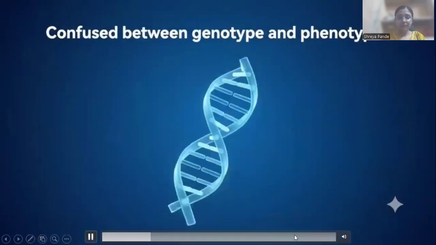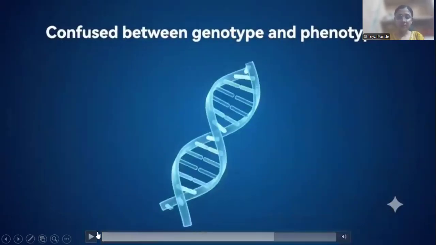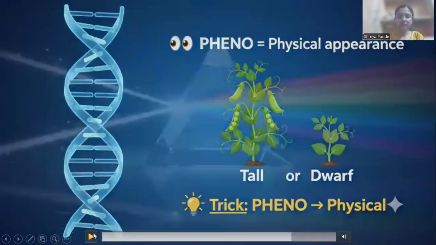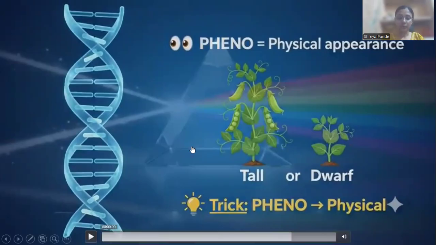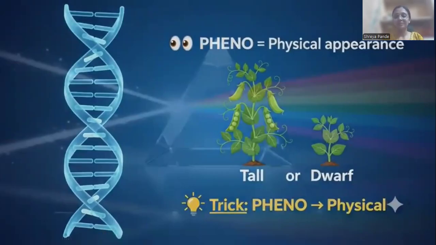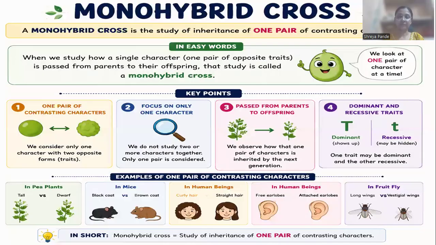So the physical appearance that you observe, whether you're talking about the color, the shape of the seed, or the tallness, tall or dwarf, all that physical appearance comes under the phenotype. Okay, so today we'll be diving deeper into it because we'll be talking about monohybrid cross. So when we discuss genotypic and phenotypic ratio, I hope you'll not face problems in that.